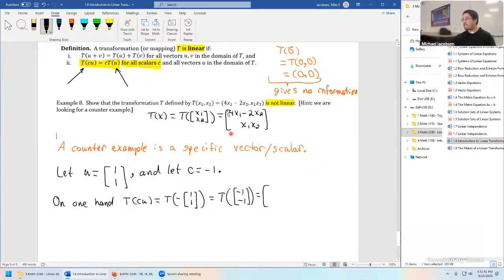So -1 is the x1 component going here. The other -1 is the x2 component going here. So nice substitution. This will become -4 plus 2. Once we drop in those negatives, deal with the double negation. This is -1 times -1, so it's a positive 1. So this becomes -2, positive 1.